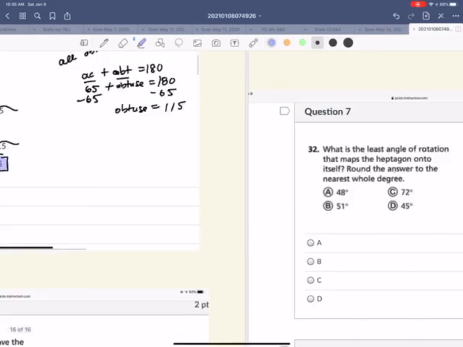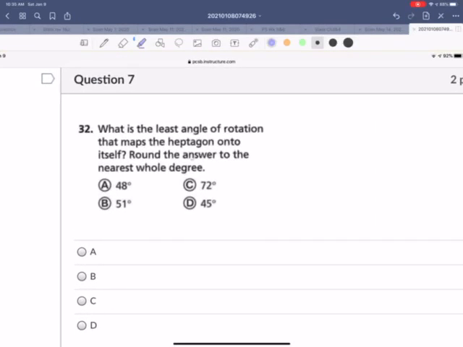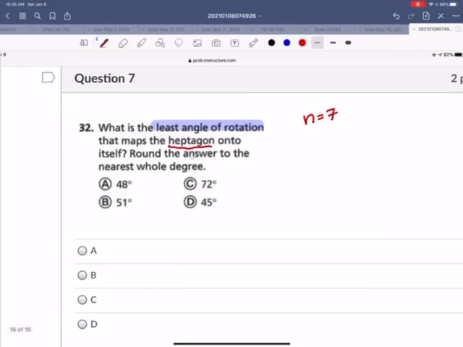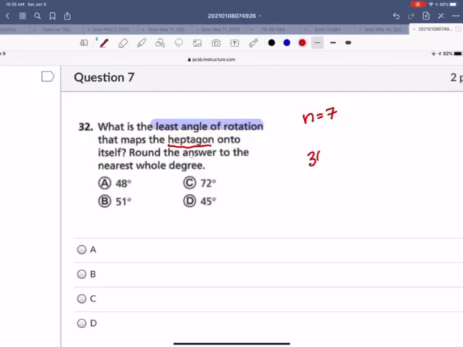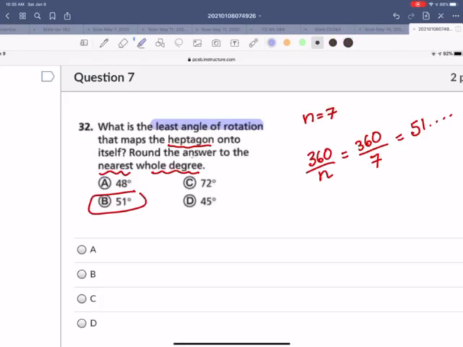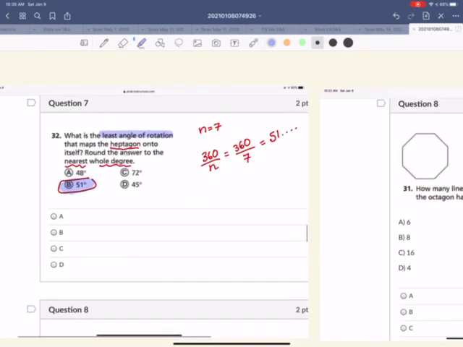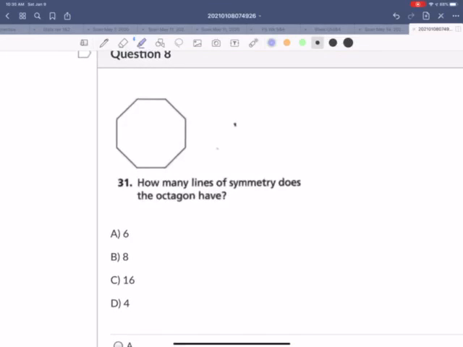All right, question number 7. What's the least angle of rotation for a heptagon? So we talked in class, that's a 7-sided shape. So the formula for the smallest angle is 360 divided by the number of sides. So 360 divided by n, if n is 7, gives me 51 and a decimal. But they told me to round to the nearest whole degree, so I'm going to pick B. Nice work.